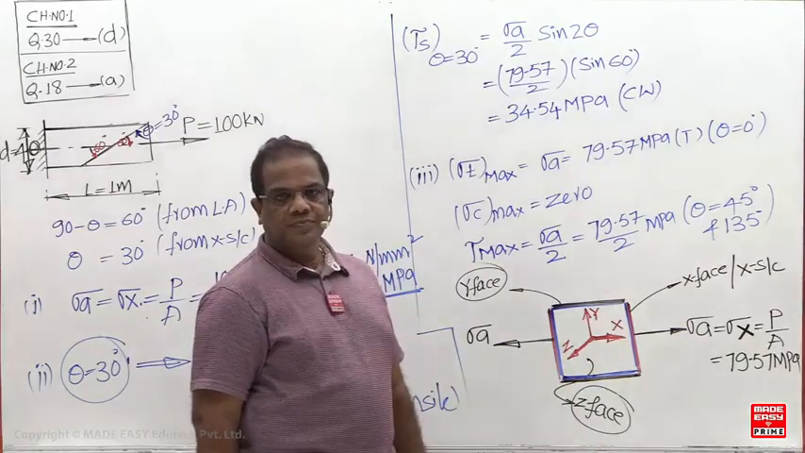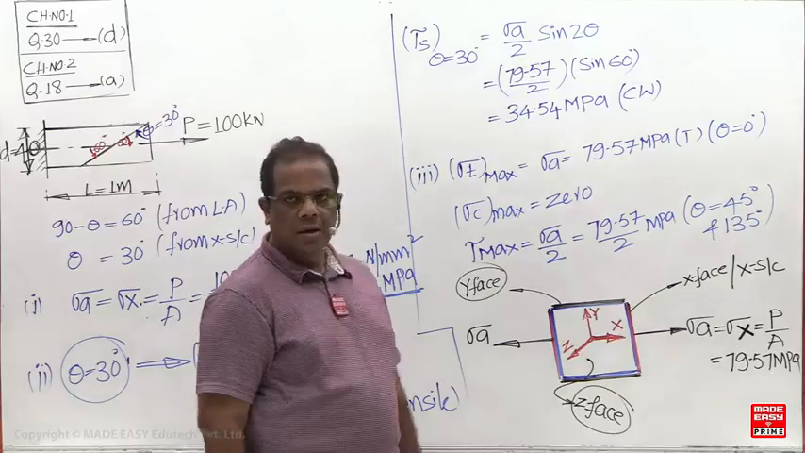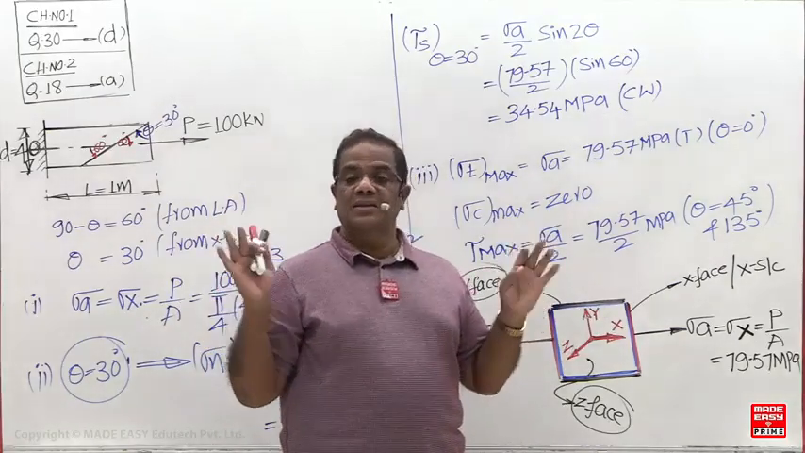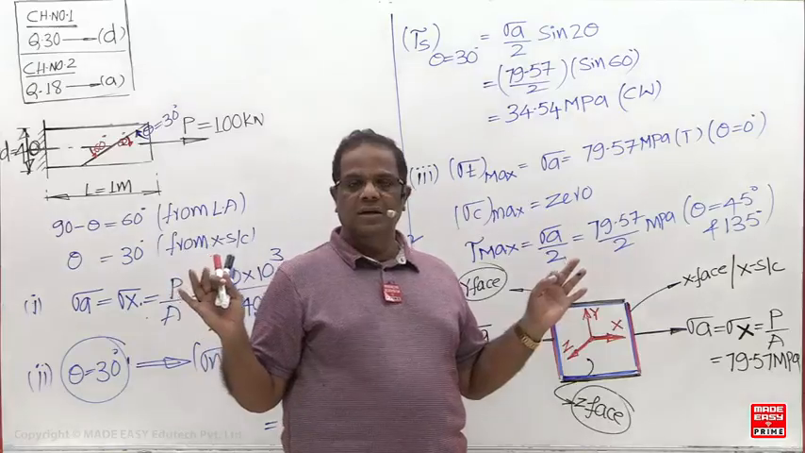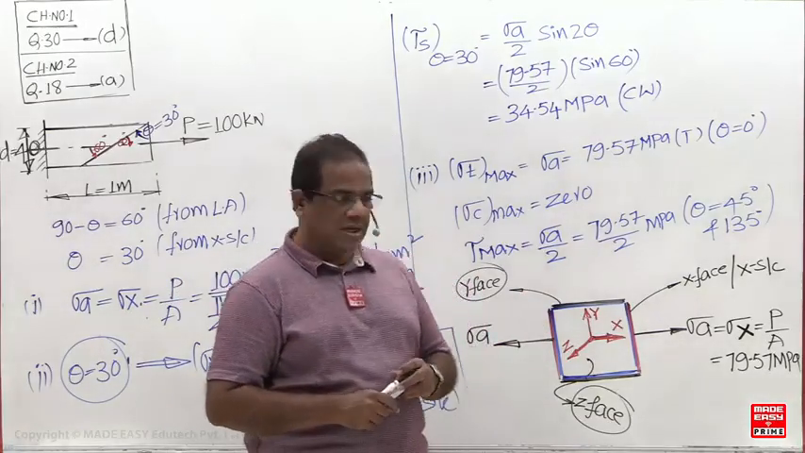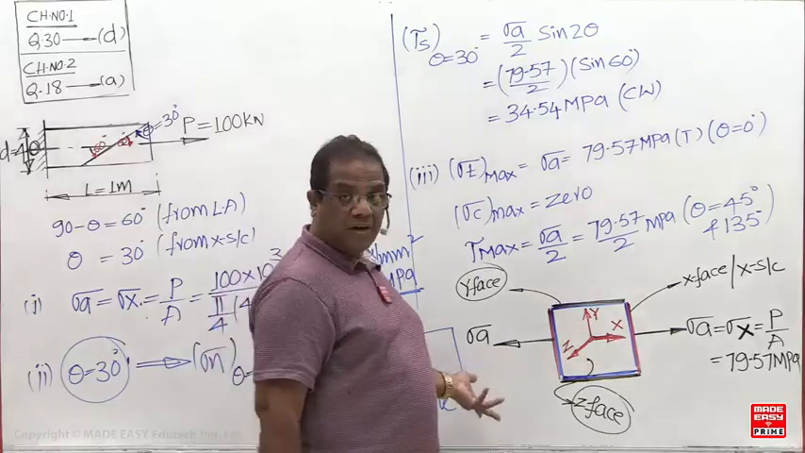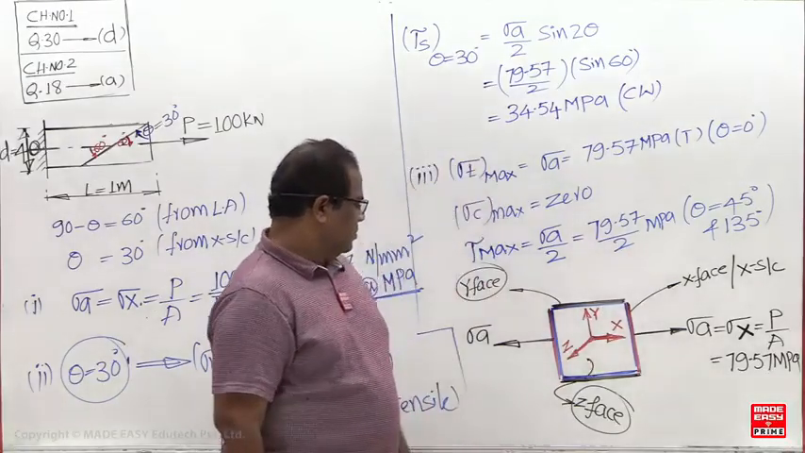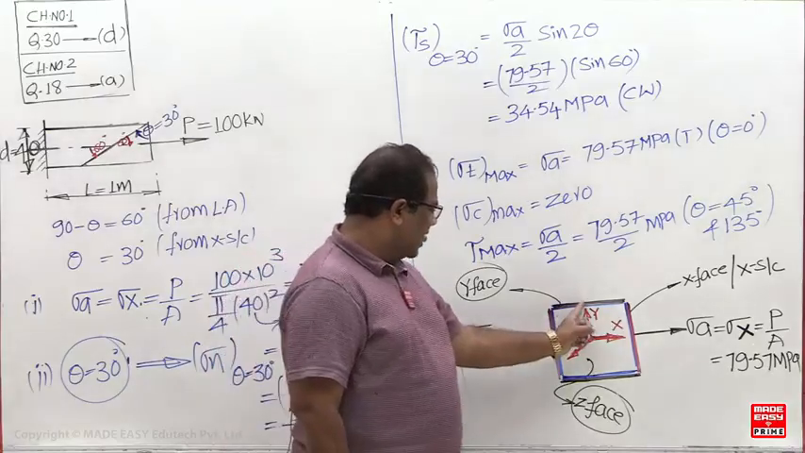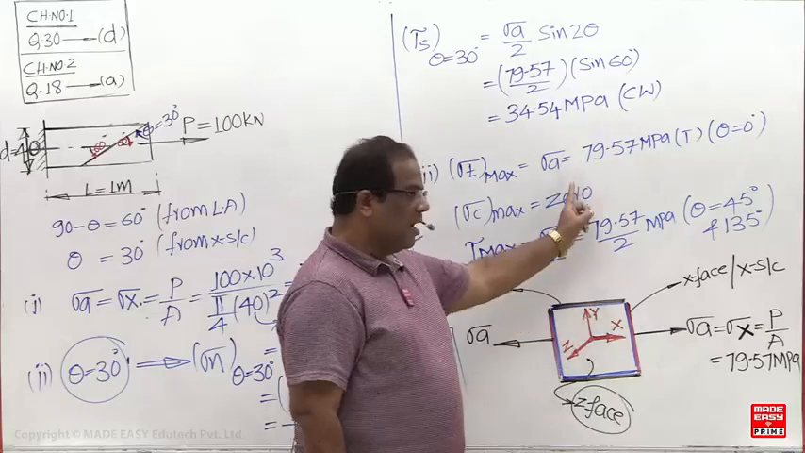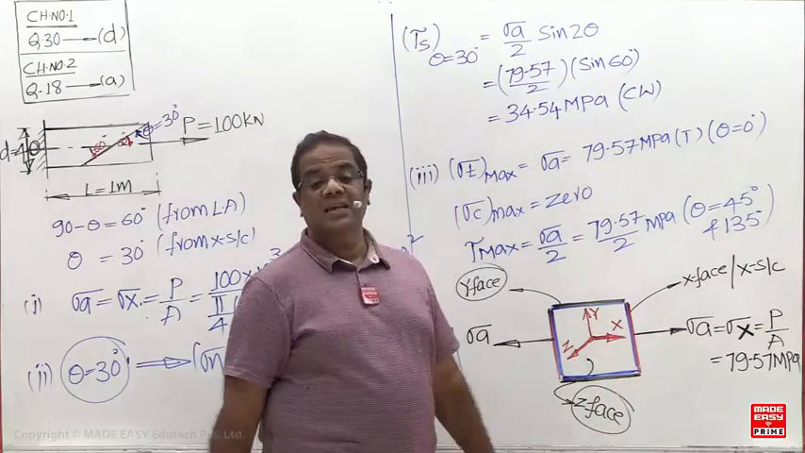Everybody is going to misunderstand. With uniaxial, they will assume stress is only in one direction. Uniaxial means stress is developed only in one perpendicular direction or one perpendicular face, the X face. Suppose the stress is like this. This is the Y face. This is sigma y. Then it is a biaxial state of stress.